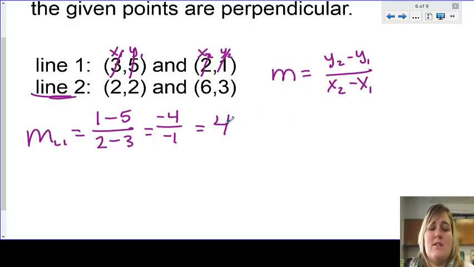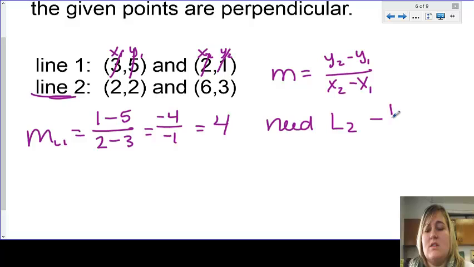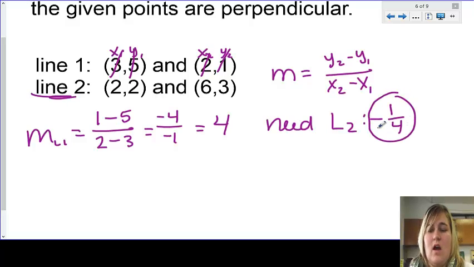So since this one's positive, I need line 2 to be negative and the reciprocal of 4, which is 1 over 4. This is what I need. Okay, opposite reciprocal of this first line. Let's see if we get it.